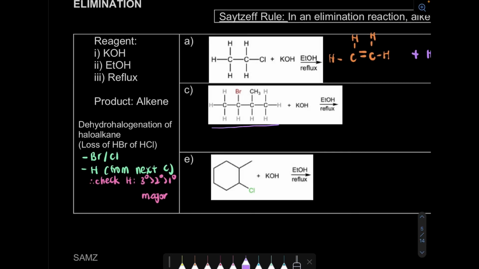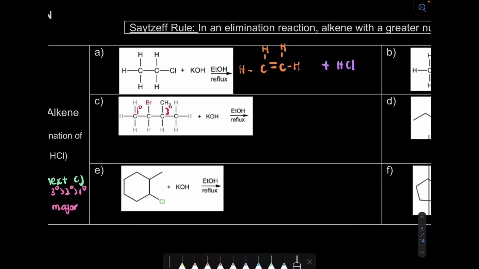Okay, question C. Okay, so kita tengok carbon bromine ni, tengok next carbon. So this carbon is bonded to 3 carbon, so it's tertiary carbon ataupun tertiary hydrogen pada dia. The first one is primary. So different class means that we have two different product. So kita determine lah which one yang major. Okay, so I'm going to show the major product first. So I'm going to remove hydrogen from my tertiary carbon.